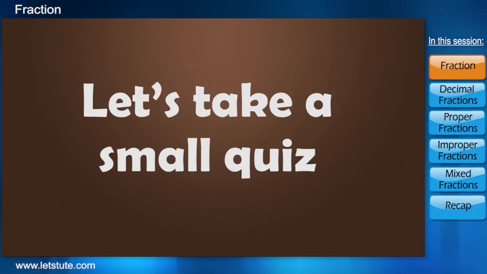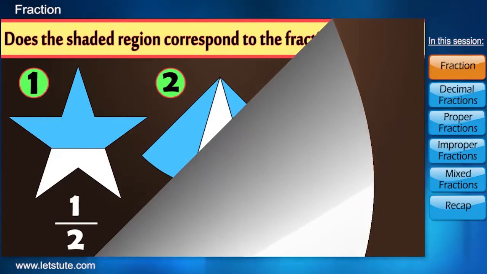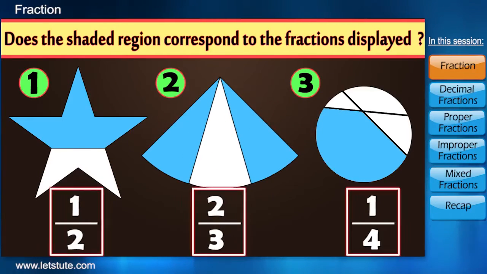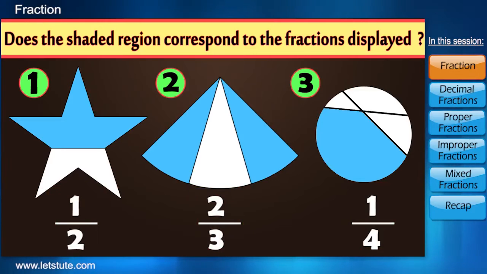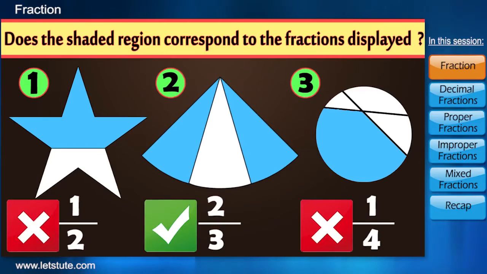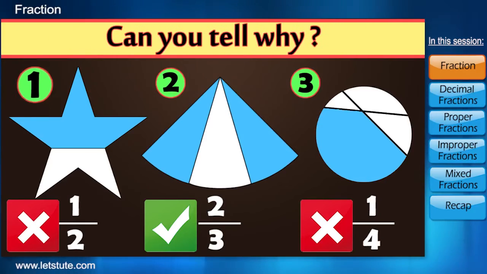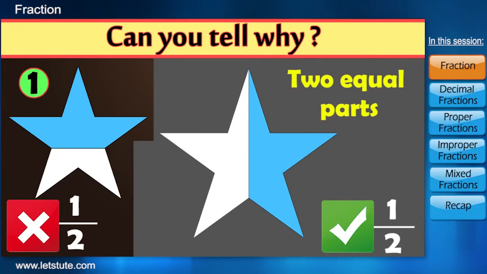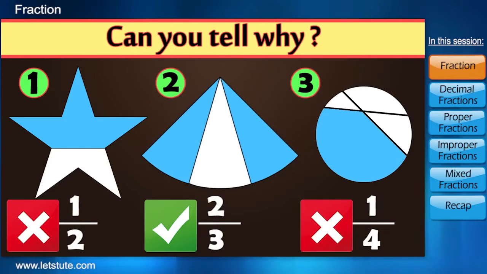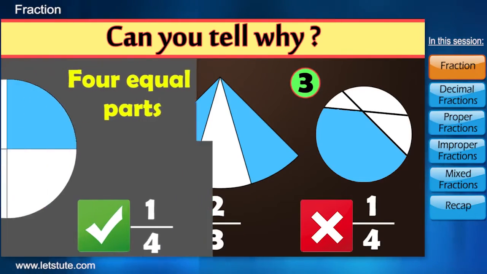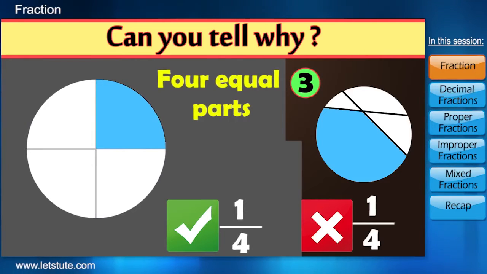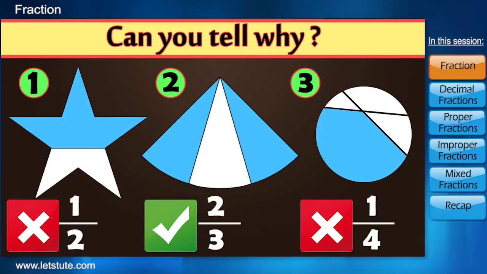Let's take a small quiz before we move ahead. Can you tell me whether the shaded regions correspond to the fractions displayed? In question 2, the shaded region represents the fraction but not in the other 2. Can you tell why? In figure 1, it is not divided into 2 equal parts, and in figure 3, it is not divided into 4 equal parts. And hence the fractions do not correspond to the shaded regions. Did you get all the 3 correct?